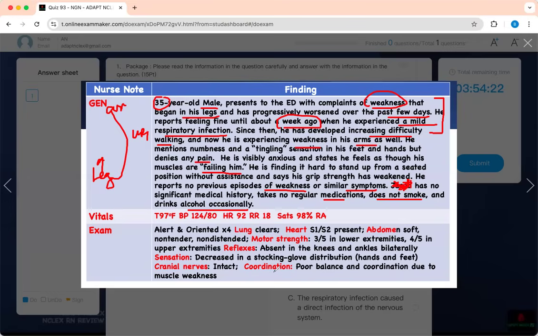Can you figure out what is wrong with this patient? Can you figure it out? 1 week ago, I had what? An upper respiratory infection. A week later, my leg is weak. Then it progresses to my arm. My whole body is now paralyzed. I can't do anything. What do you think is wrong with this patient?